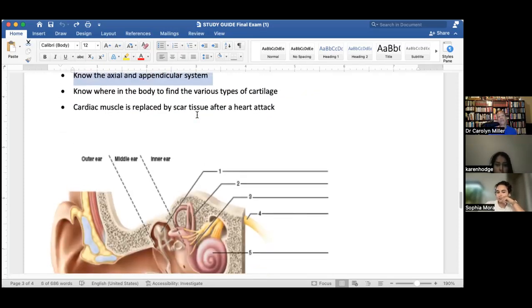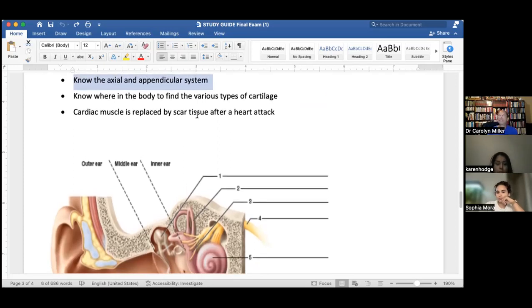Know the axial and appendicular system. The question may say, which bone is not in the axial or not in the appendicular system? Again, multiple choice. So know the bones in the axial and appendicular system.